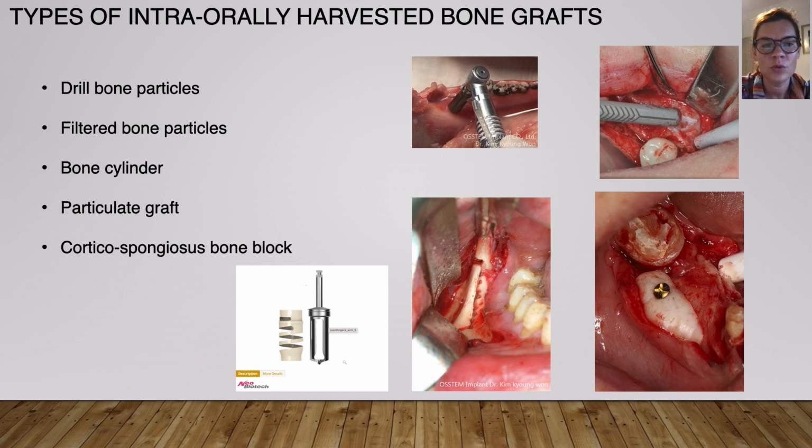The intraorally harvested bone could be reached with some type of scrapers as a particulate bone graft, with some type of drills, for example the curved trephine, the round trephine, where we could reach bone cylinders. We could reach corticospongious blocks using piezoelectric devices, and also we could use some type of special drills to collect the bone and place it back in the area where we want to make the bone augmentation.